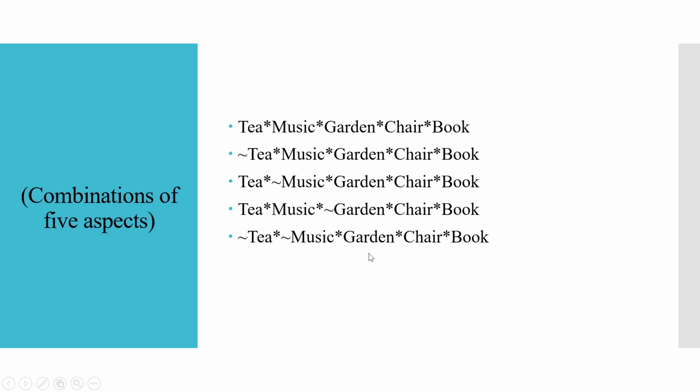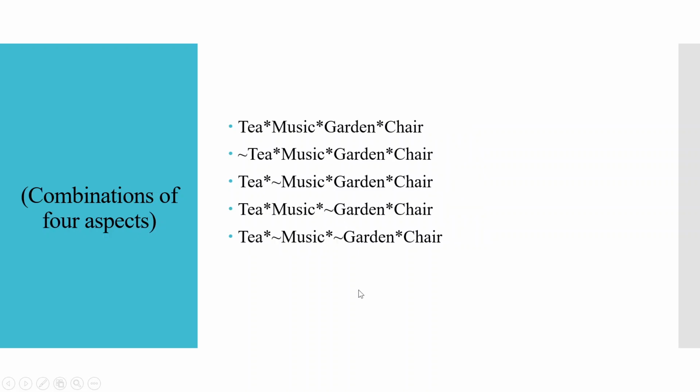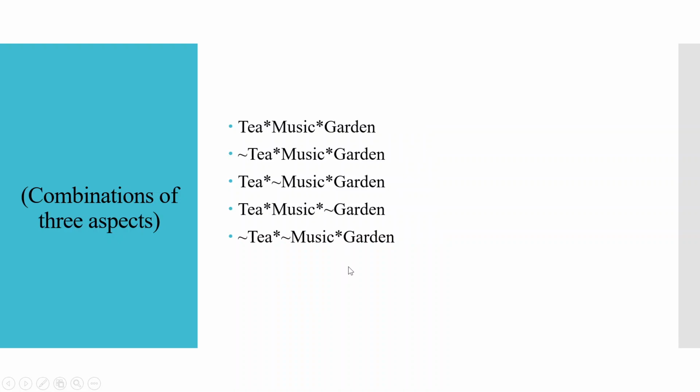So combination of 5 aspects. T with music, garden, chair, book. This is one combination. The absence of T, music, garden, chair, book. T, absence of music, garden, chair, book. So this is the combination of 5 aspects. Similarly, you can create 4 aspects, 3 aspects.